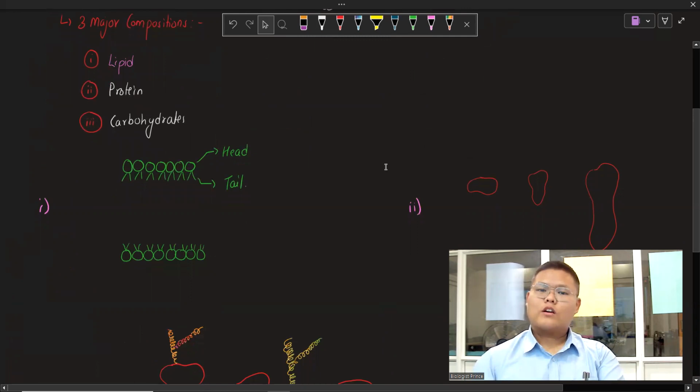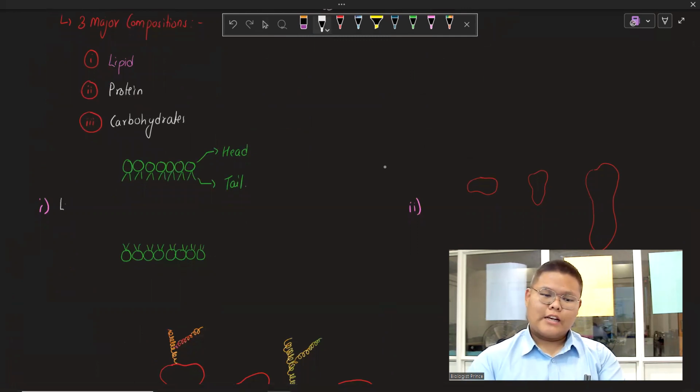Now, when I talk about the lipid, it is usually a double layer, so we refer to it as the bilipid layer. It has got two layers. Now, when we talk about the upper layer, this one is the upper layer, whereas this one is the lower layer. The upper layer has the same composition, or same structure.